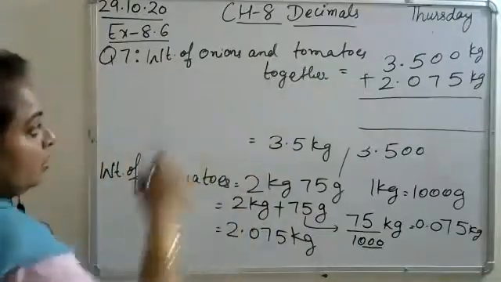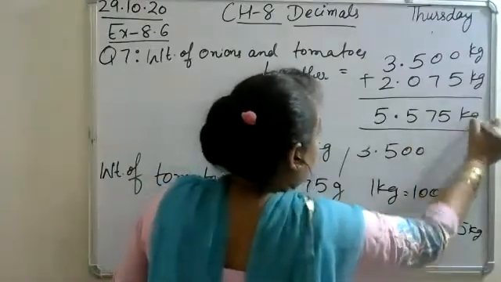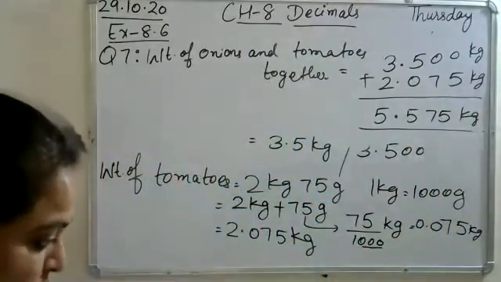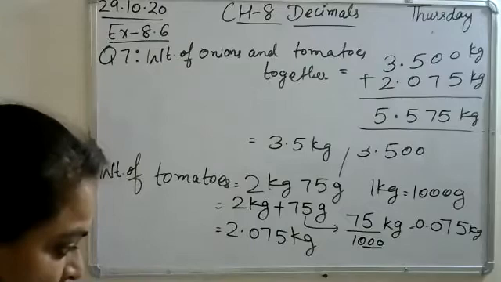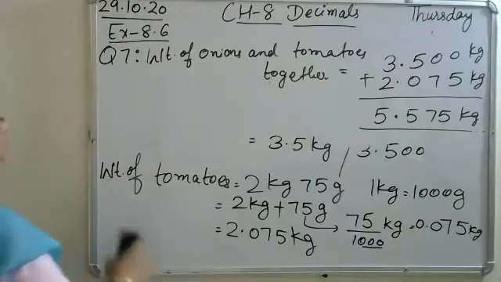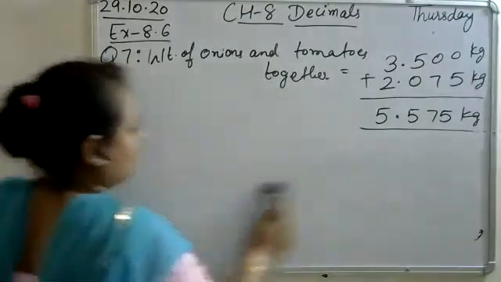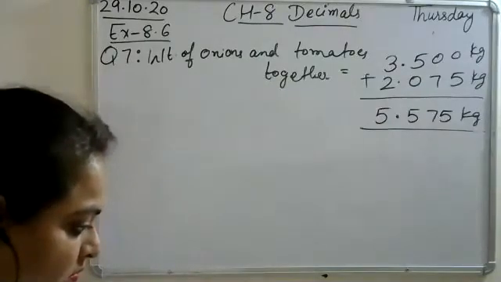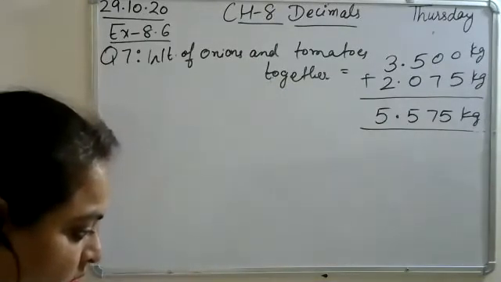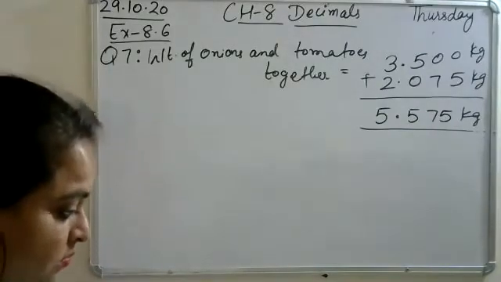Write anything. Ma'am, 5.575. 5.575 and this kilogram is compulsory. Okay? Very good. Now the next... Wait. Now the next is... Harshia, tell me the next step. Suhana. Yes, ma'am. Tell me the next step.